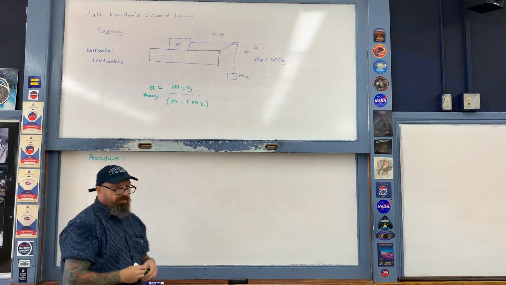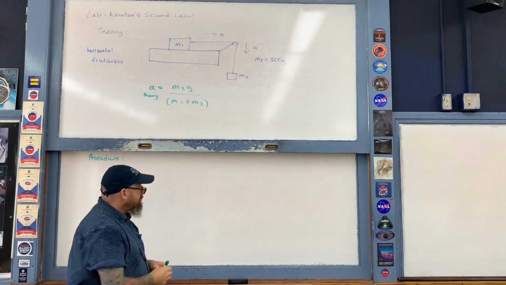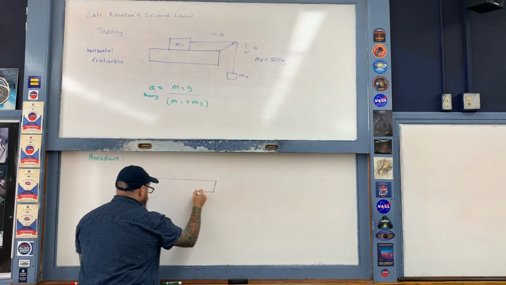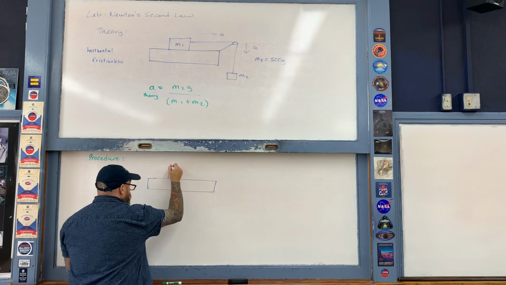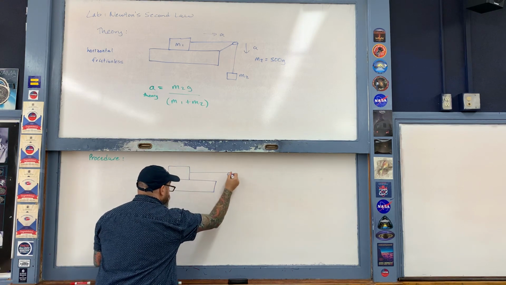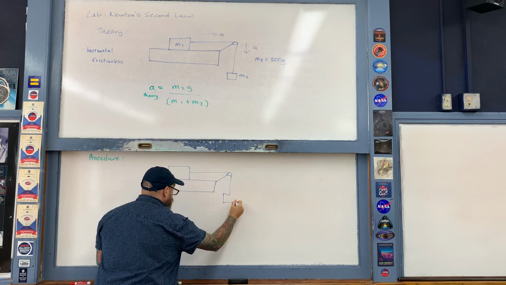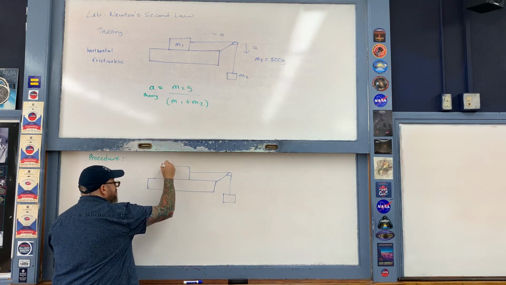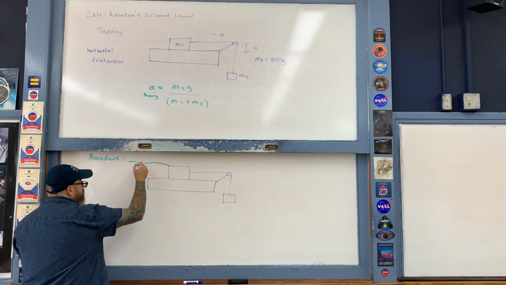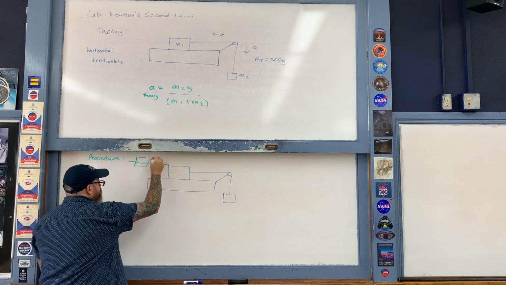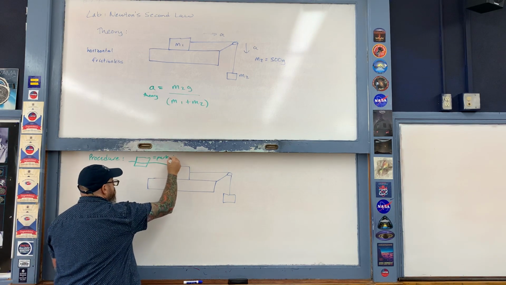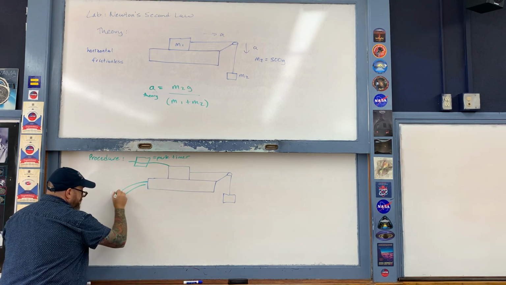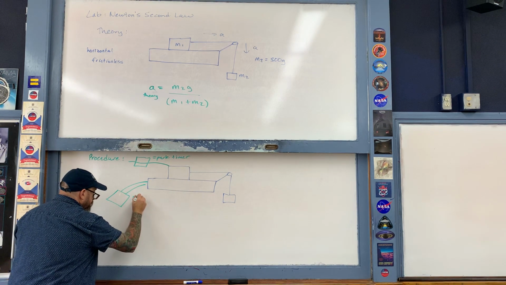Okay, so for the procedure then, I set up the situation as is described on the top board, and then I did the following. Okay, so here's my cart, the string, the pulley, the other object off to the side. And then what I did was I took a length of strip tape and I taped it to the top of the cart like so, and I threaded it through the spark timer, which is back here. Okay, and then right over here off to the side, I have my air source like so.